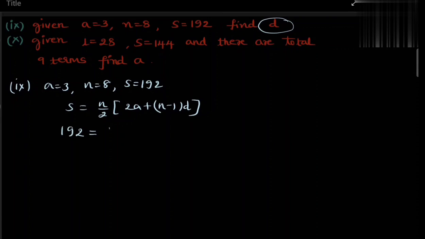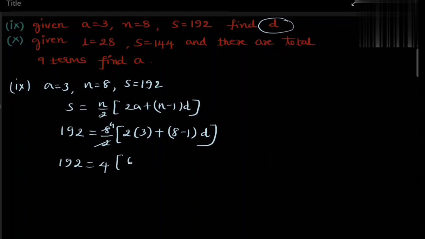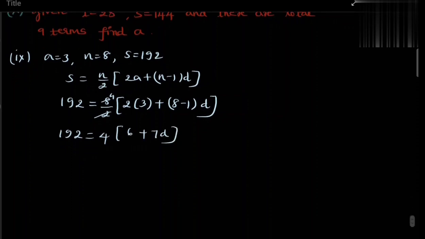So here S is nothing but 192. So n is 8 by 2, into 2 into 3 plus n is 8 minus 1 into d. So d we don't know. So 192 is equal to, divide 2 by 2, 2 4s are 8, so write 4. So 2 3s are 6 plus 8 minus 1 is 7d. Next, move 4 to this side. It will become 192 divided by 4 is equal to 6 plus 7d as it is.